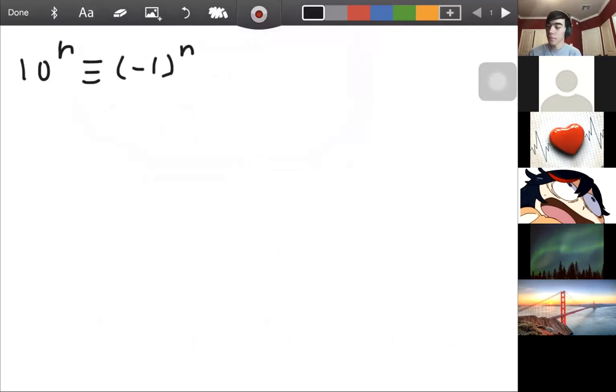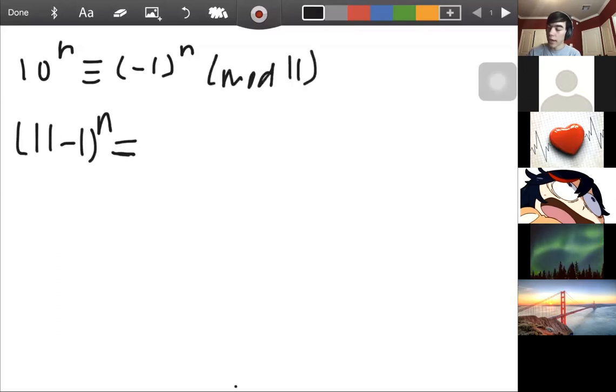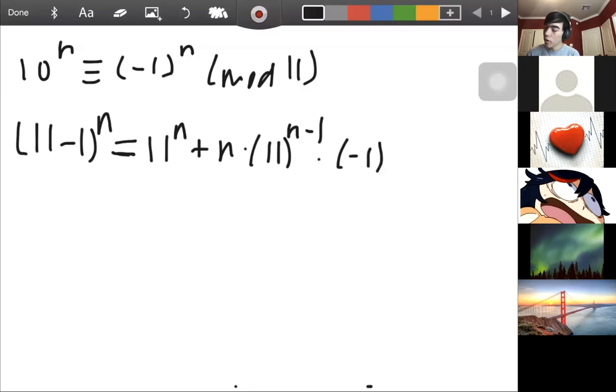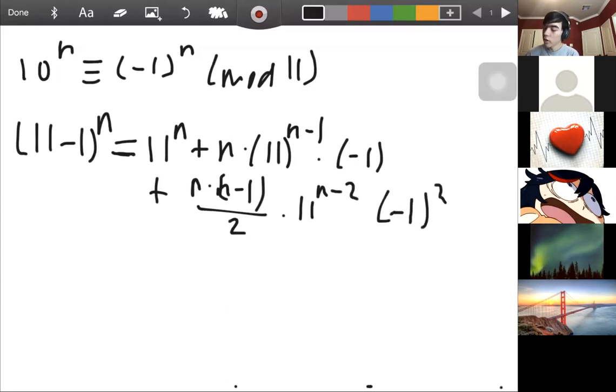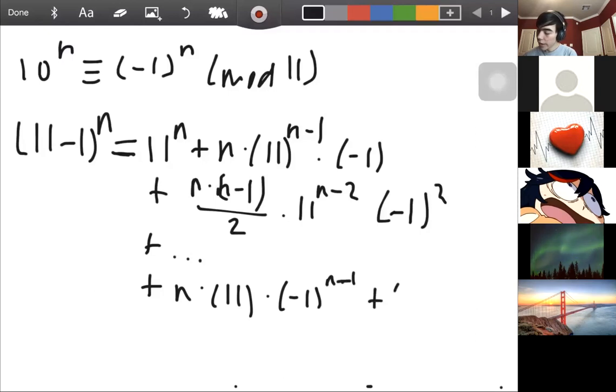Okay, let's prove how we can do this. So if we write (11 - 1)^n, there's this thing called the Binomial Theorem. If you don't know what it is, I'll just write it out for you. So this is actually equal to 11^n plus n times 11^(n-1) times -1, plus n(n-1)/2 times 11^(n-2) times (-1)^2, and on until you get down to n times 11 times (-1)^(n-1), plus (-1)^n.